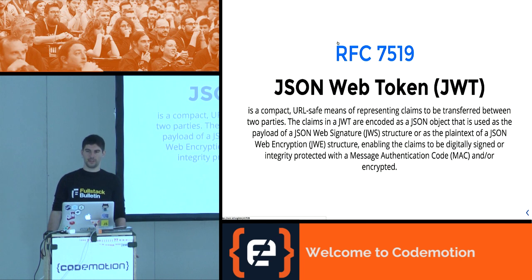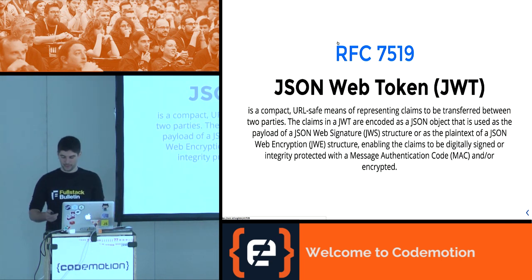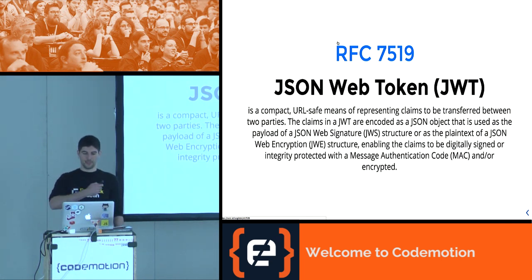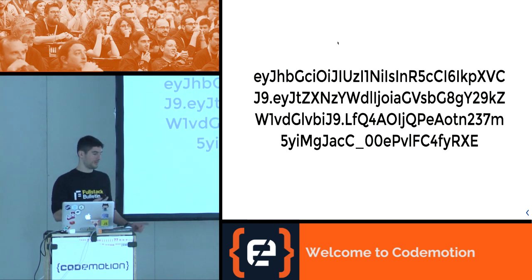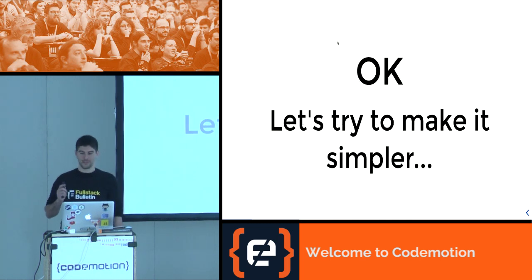So this is JSON Web Token, JWT. I'm going to read it for you. It's a compact, safe means of representing claims to be transferred between 2 parties. The claims in a JWT are encoded as a JSON, blah, blah, blah. I am already bored, okay? So I'm going to show it some other way. That's a JWT. Okay, I guess it's not helpful, so I'm going to try to make it simpler.